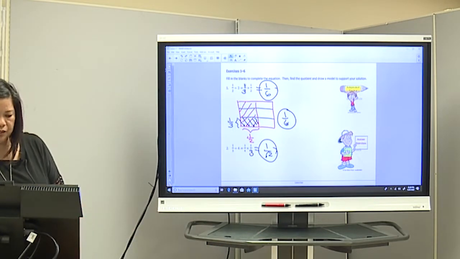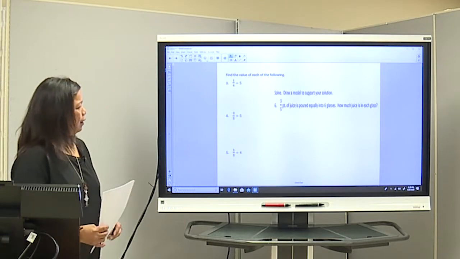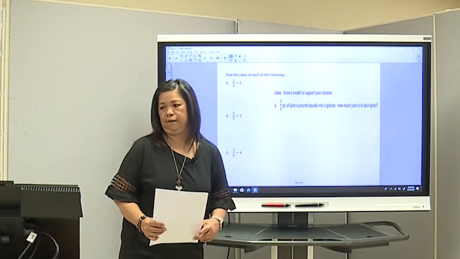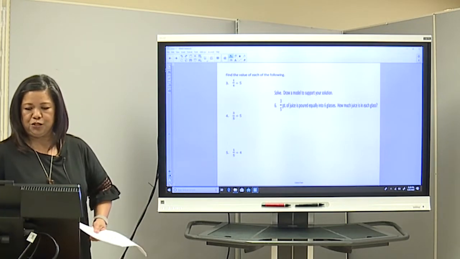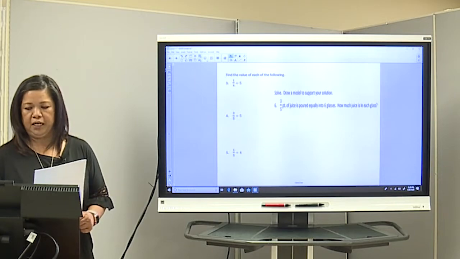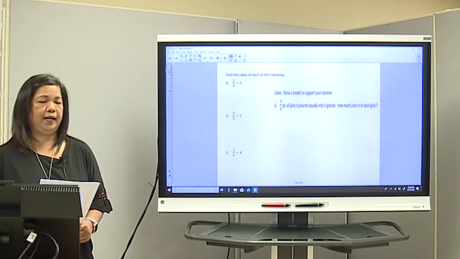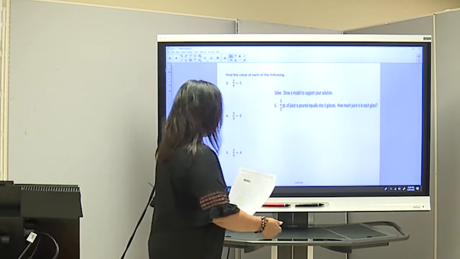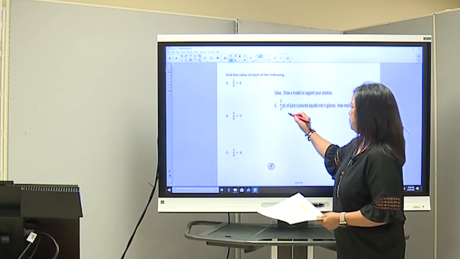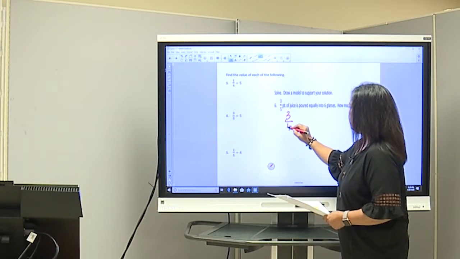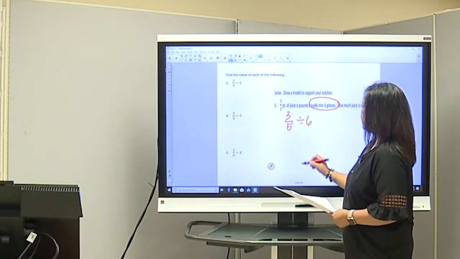So there are several exercises here that you can work on and practice. But I want you to pay attention to number 6. It's a word problem, so let's do that together. It says 3/5 pint of juice is poured equally into 6 glasses. How much juice is in each glass? We are going to support that with a model, but first, let us write our division sentence or expression. There are 3/5 pint of juice poured equally into 6 glasses, so divided by 6.